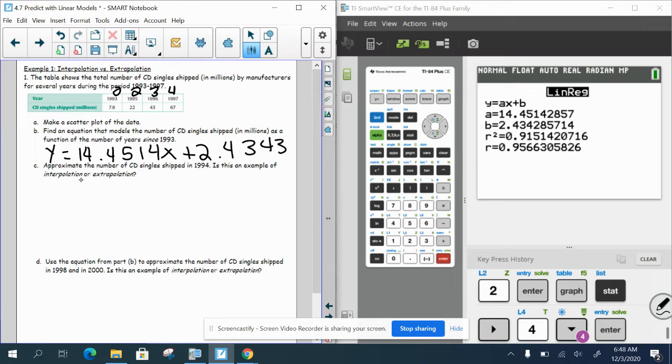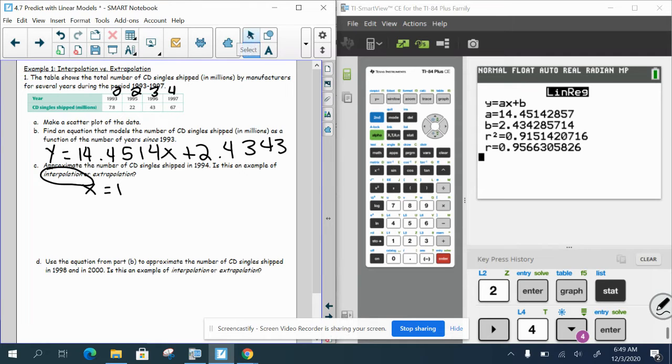Is this an example of interpolation or extrapolation? So 1994, like we talked about, would be inside of the range of known data. That's when x is equal to 1. So that would be interpolation. So all we would need to do is plug in 1 in for x right here.